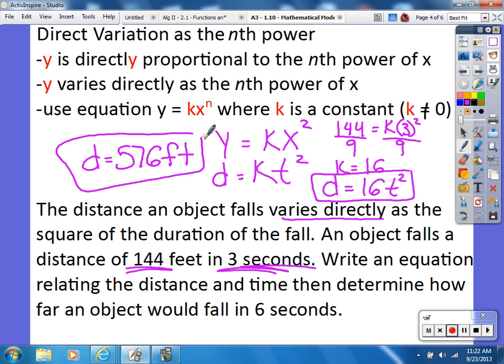Now, make sure when you're doing tonight's essential work, if it says write an equation, that's how you write an equation. By the way, anybody currently in physics or taking physics? Or you may have done this in your other science classes. You learned about gravity, and it falls at 16 feet per second squared, right? That's where 16 is from.